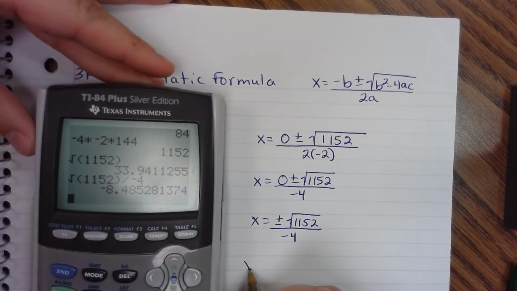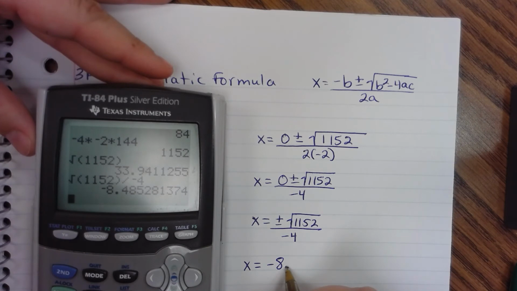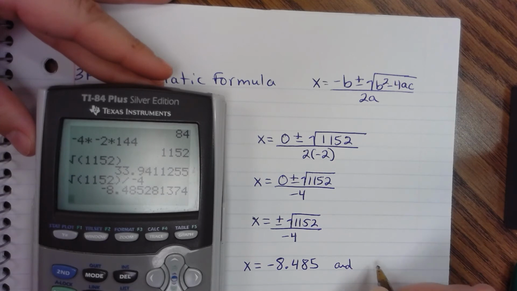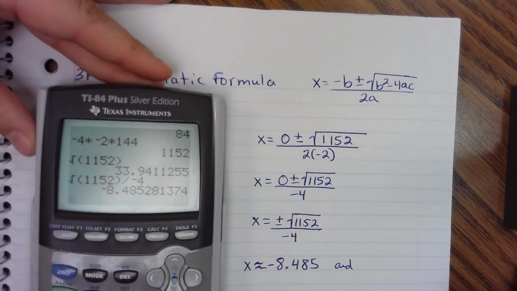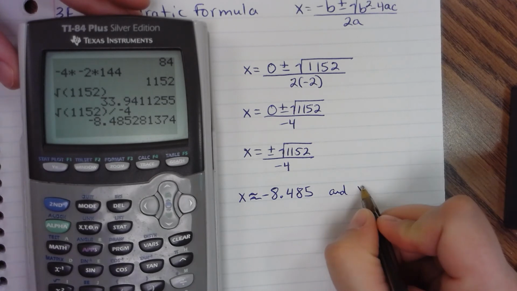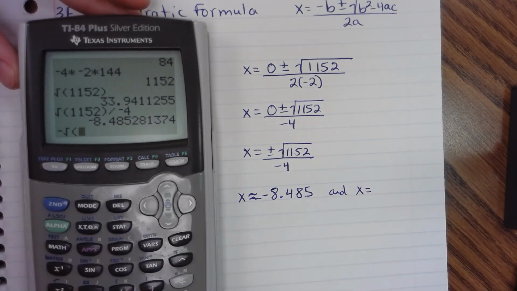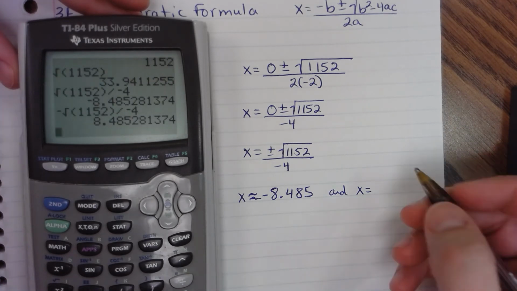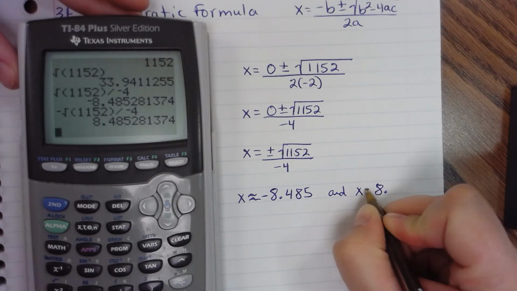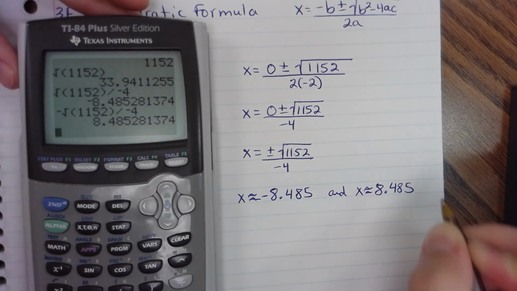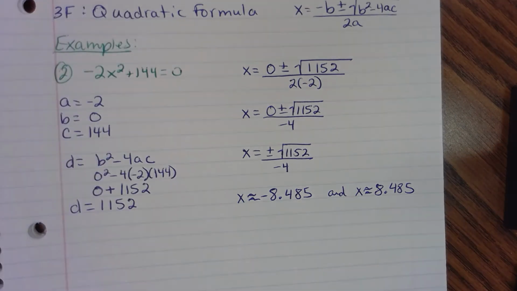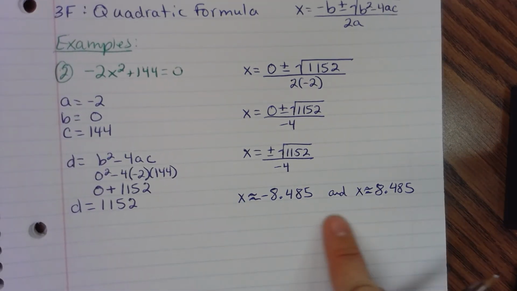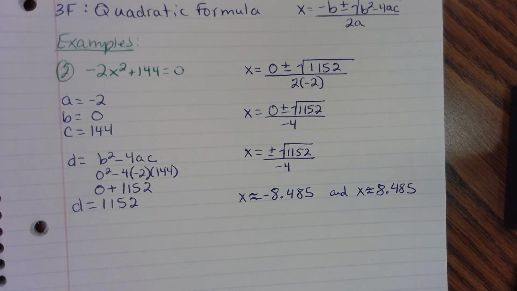And so one of my answers is negative 8.485, and we're going to use approximation symbols. And my other answer, we're going to do the negative square root divided by negative 4. And so it will be the positive of that. Again, approximation. And so we have our 2 real but irrational solutions. And we'll do one more example.